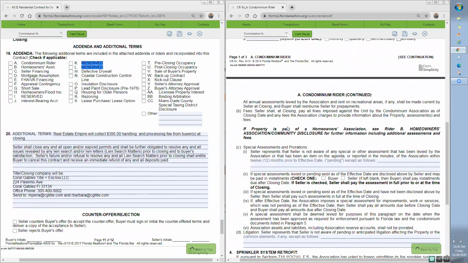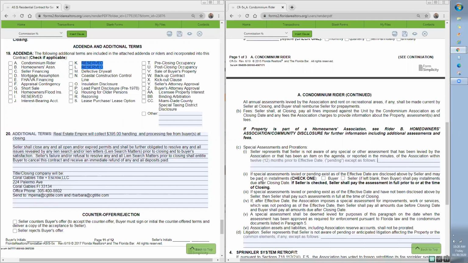Okay. Then you're going to come down here. It's going to talk about the assessments levied by the association, right? And here's special assessments. If you know there's a special assessment, you're going to write here what the special assessment is. If you don't know about a special assessment, you don't have to write anything here. The other listing agent, when they receive this, if there is one, they will write something here, and we need to initial it because it's a change.